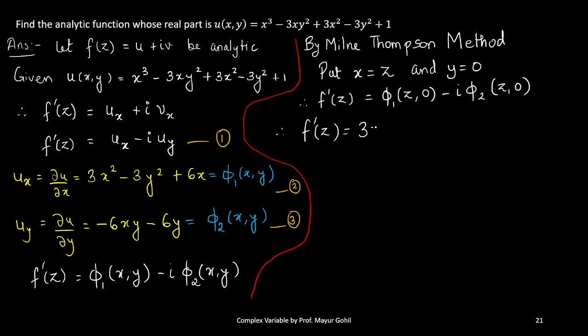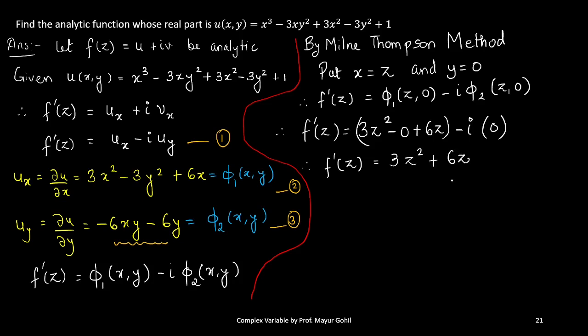So what happens is 3z square minus 0 plus 6z, minus i times phi2: in equation number 3, wherever you see x you put z, and wherever you see y you put 0. So z into 0 is 0, 6 into 0 is again 0. So the expression boils down to 0. The final answer here is f dash of z equals 3z square plus 6z.